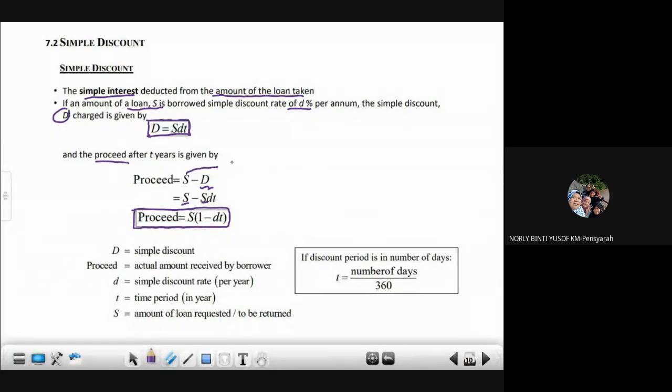Okay, S tu adalah total bank loan. Okay, and then kita tengok kat sini D tu simple discount, proceed tu adalah actual amount received by borrower. Maknanya duit lah, duit yang diterima tu proceed. Maksud proceed ni sangat penting lah. Okay, proceed tu adalah actual amount received by the borrower.